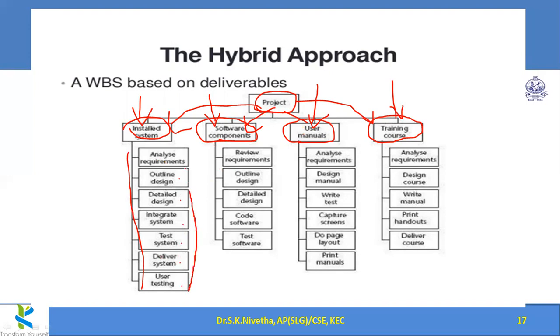So up to this, it comes under complete installation of the system. And additional software components we are supplying with that. What are all the requirements for that? And for that, we need to have outline design, detailed design, and code that, then test and deliver.